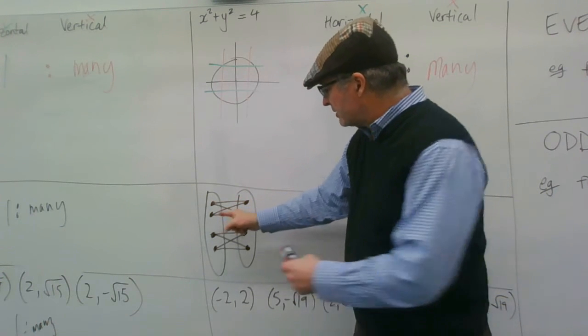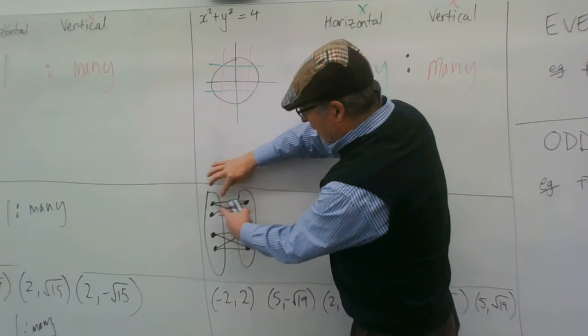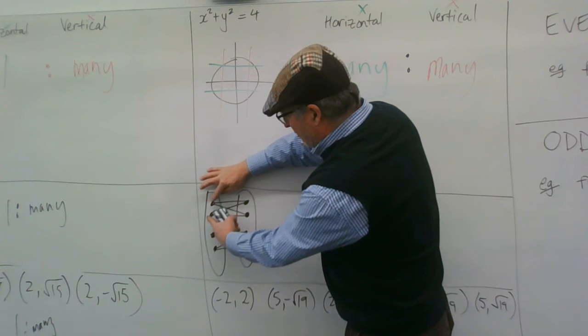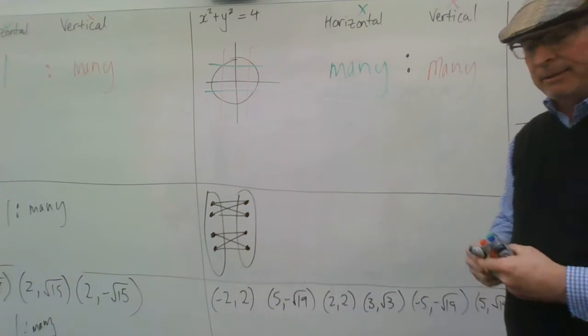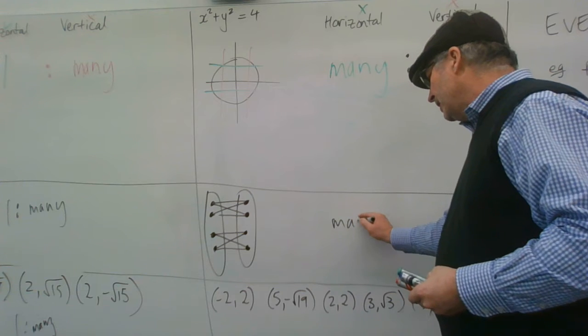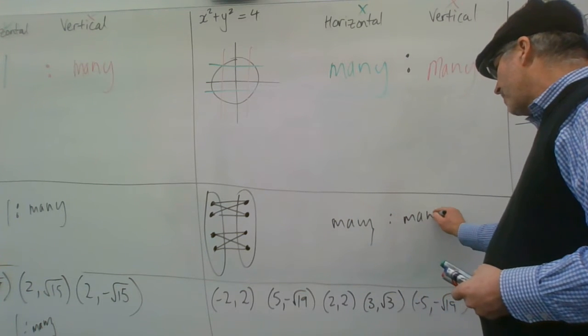Both of those guys are going to this one. So it's like many are going to 1, but both of these are also going to this one. So many are going to many. So it's many to many.